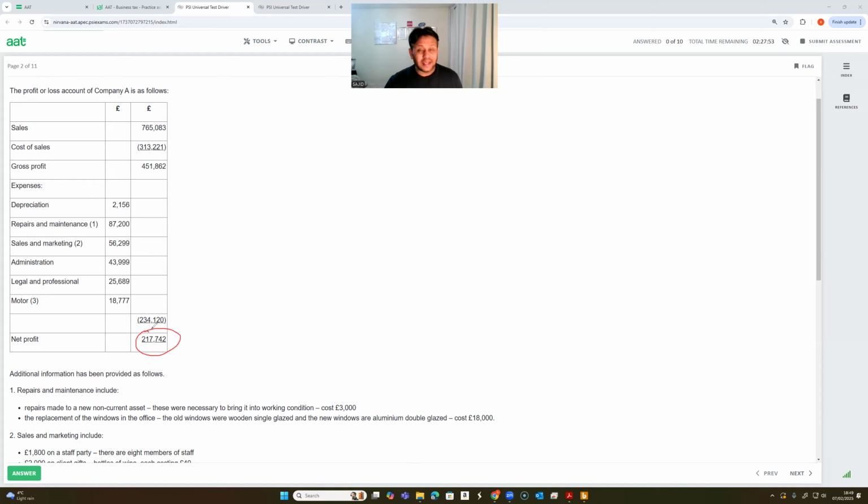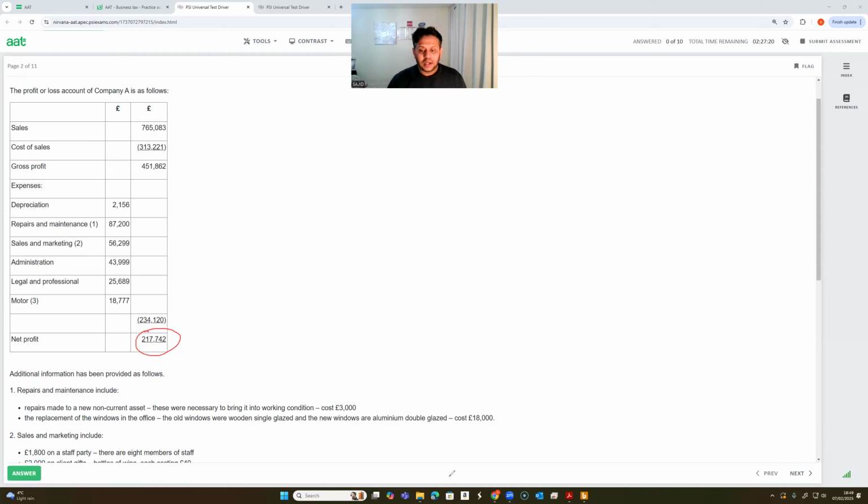Now the question here is, are we going to use this profit to calculate my corporation tax? The answer is no. We have to make some adjustment if required. When I say if required, that means if there is no adjustment required, that could be my final profit on which I'm going to calculate the tax. But if this is not my final profit, I need to adjust the figure to calculate the new amount on which I'm going to calculate the tax. So let's have a look.